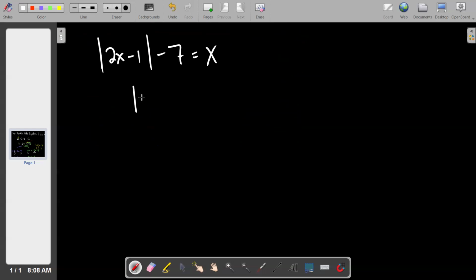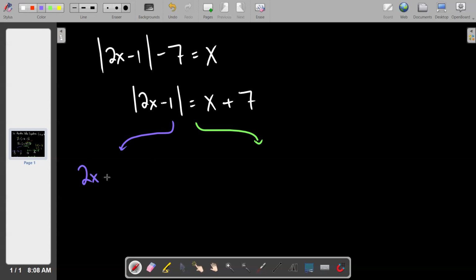So we're going to have the absolute value of 2x minus 1 being equal to the quantity x plus 7, and it's go time. So we're going to split. What's one of my equations going to say? The purple one, I guess. 2x minus 1 equals x plus 7. So one of your equations is, again, essentially a carbon copy, but the absolute value bars have to come off.